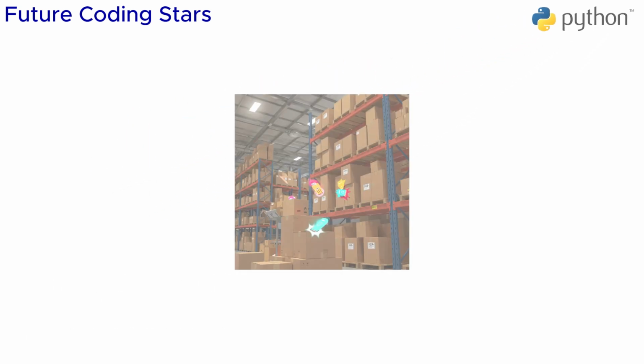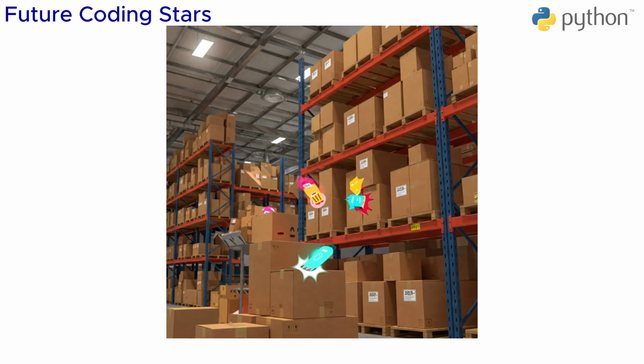Imagine your computer's memory is like a giant warehouse full of empty boxes. If you just put things in random boxes, how would you ever find them again? You need labels. In programming, these labels that help us store and find information are called variables.